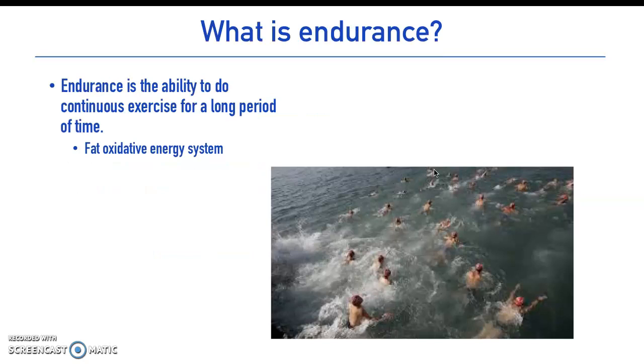So this week we're going to look at endurance. Endurance is the ability to do continuous exercise for a long period of time. I've put there that it's called your fat oxidative energy system. When we're working on endurance, most of the time you're using the energy system that burns fat. We've got 3 energy systems in our body, and the one that we use the most when we're doing endurance is called your fat oxidative energy system.